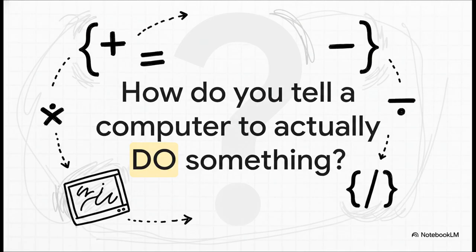And in C, the way we do this is with a whole set of symbols that, honestly, you can think of as the verbs of the language. They're the action words that tell your program what to do with your data.